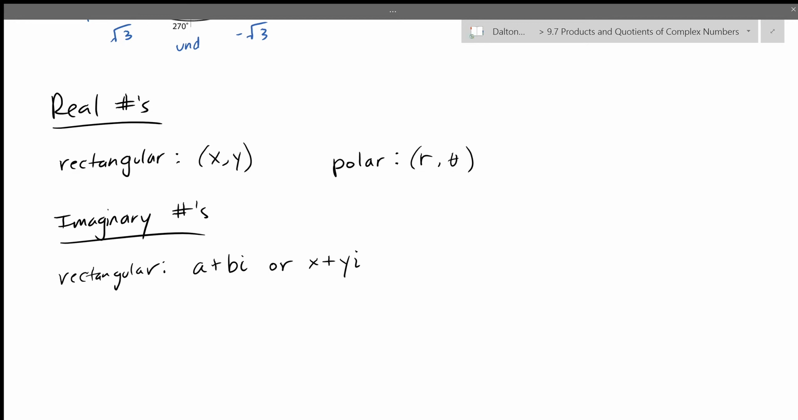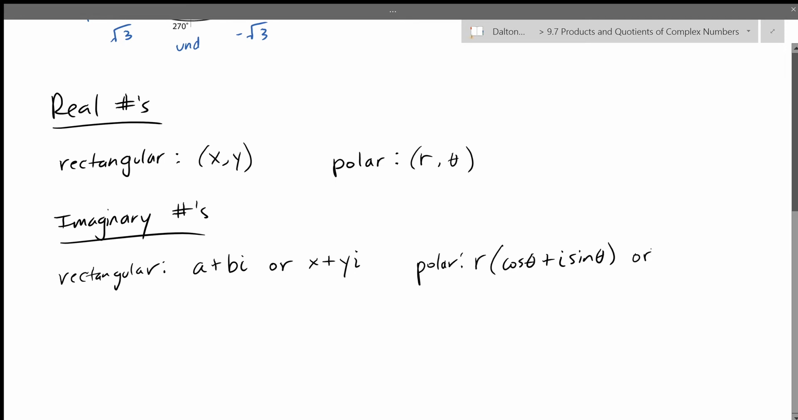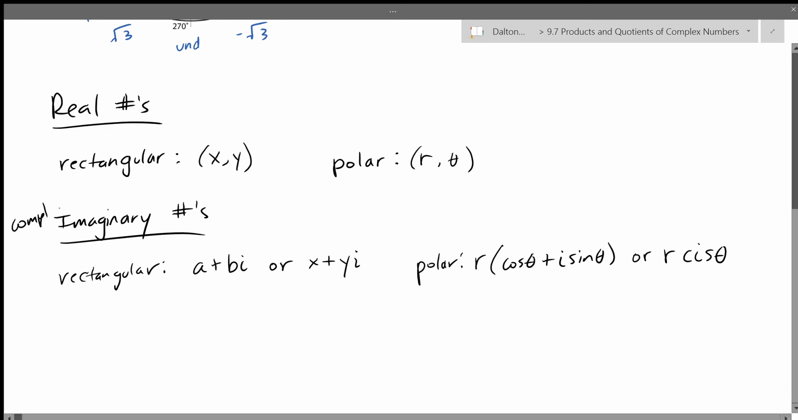And then in polar form, we learned that it could be written as r times cosine theta plus i sine theta, which could be shorthanded if you want to r cis theta. And cis stands for cosine theta, i sine theta. It's just an abbreviation for that. Okay, you need to know the difference between the real number representation and the imaginary complex representation. So remember, sometimes we'll use the word complex for that.